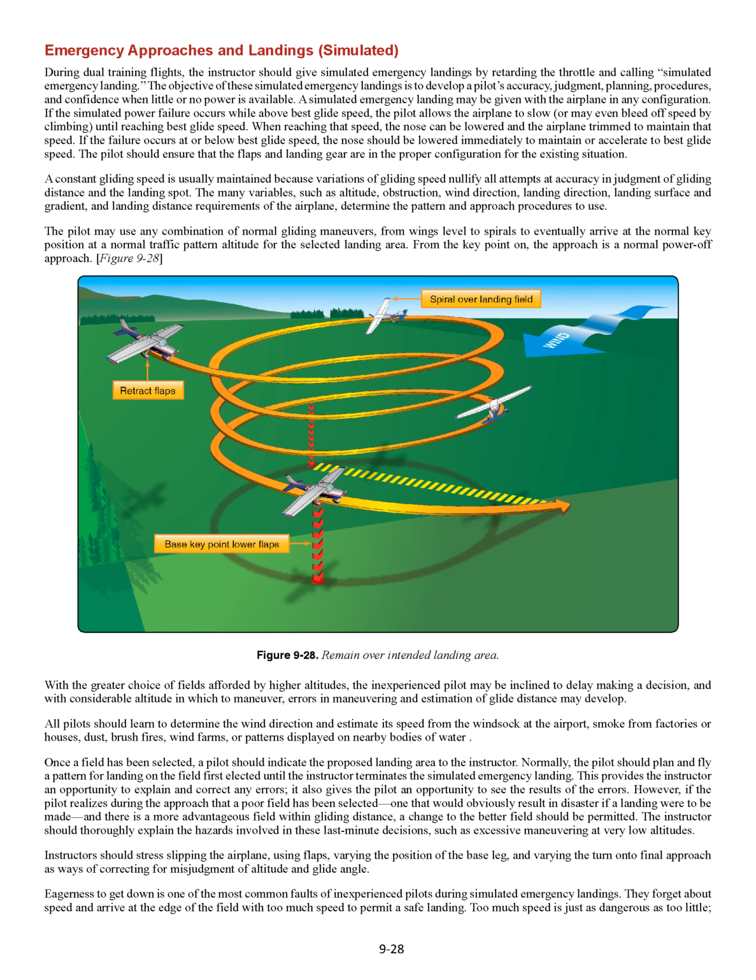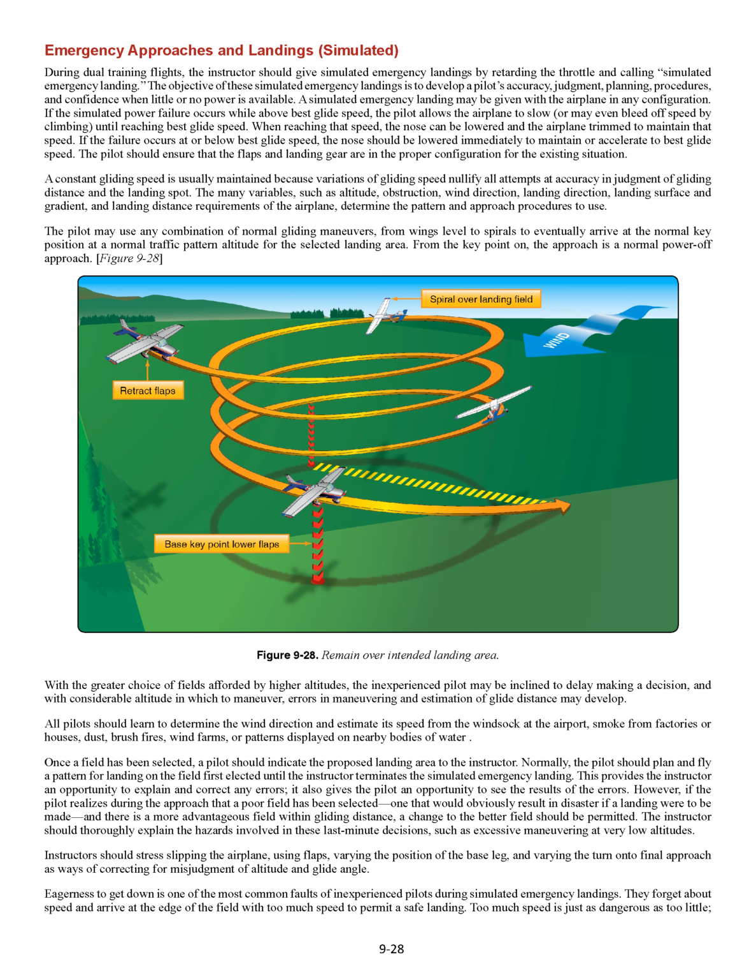If the failure occurs at or below best glide speed, the nose should be lowered immediately to maintain or accelerate to best glide speed. The pilot should ensure that the flaps and landing gear are in the proper configuration for the existing situation. A constant gliding speed is usually maintained because variations of gliding speed nullify all attempts at accuracy and judgment of gliding distance and the landing spot.